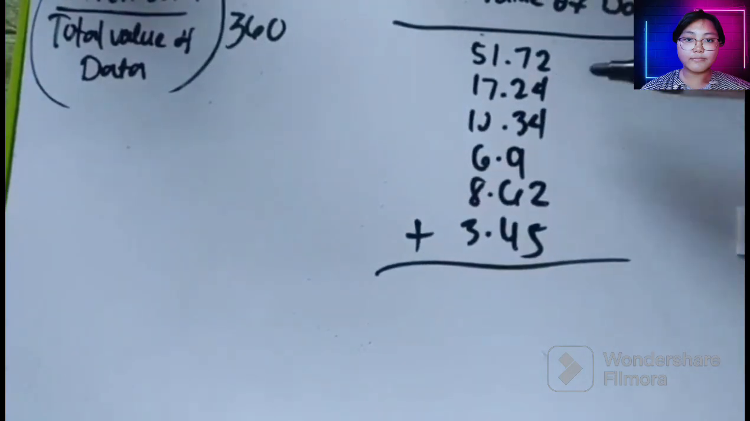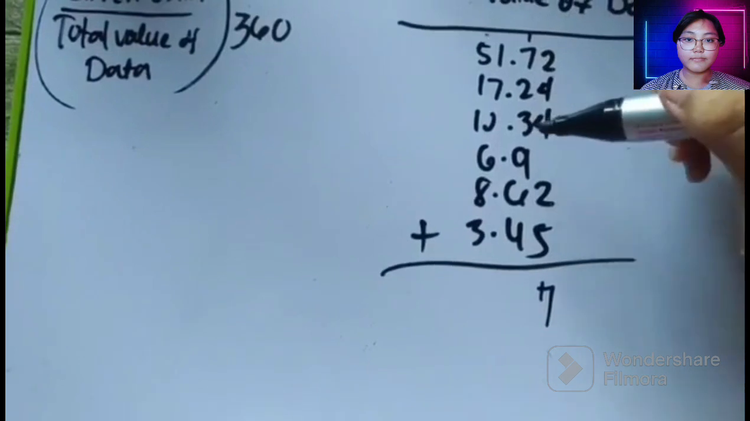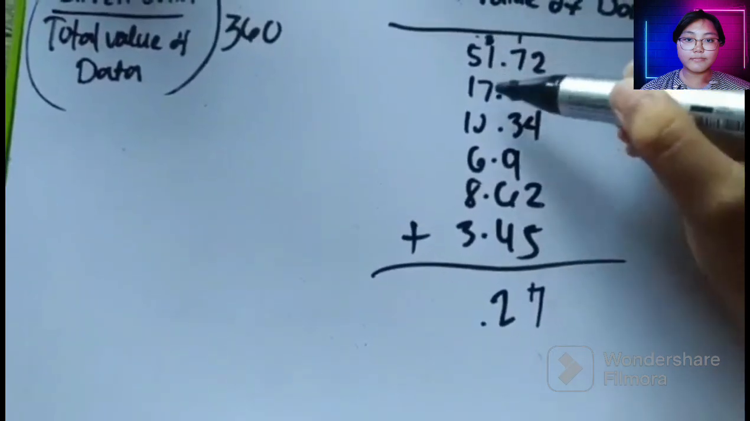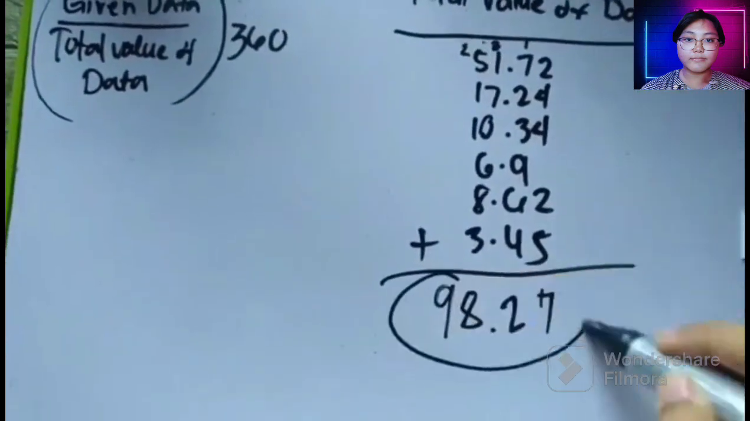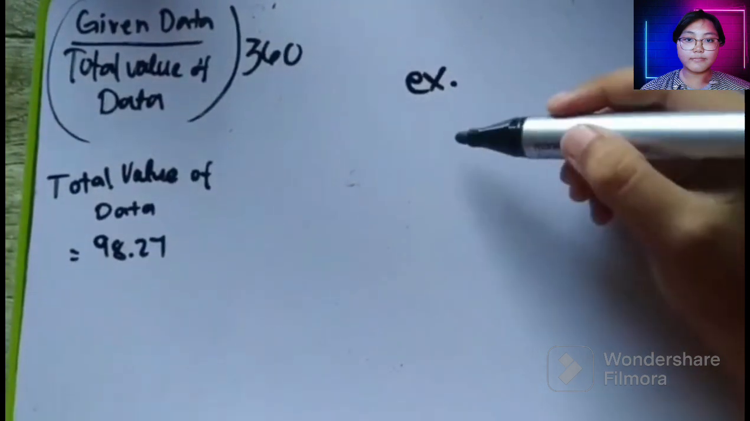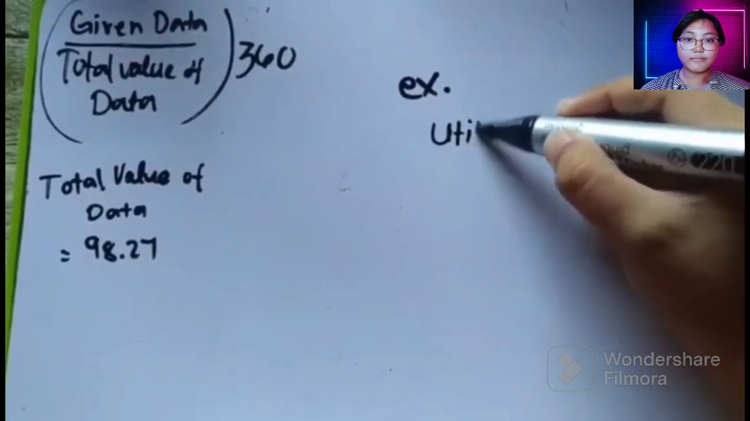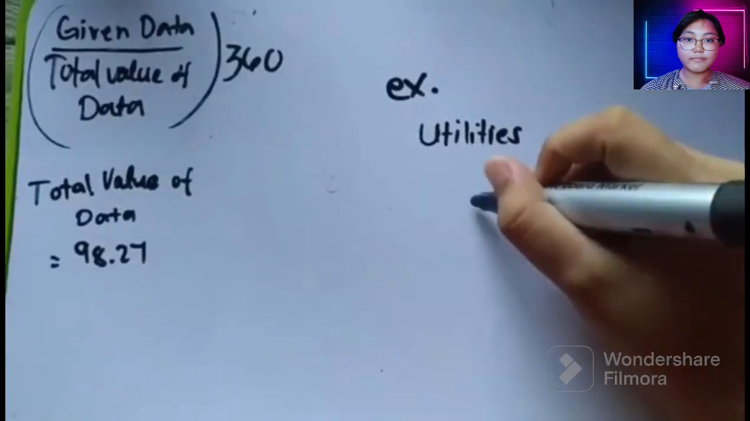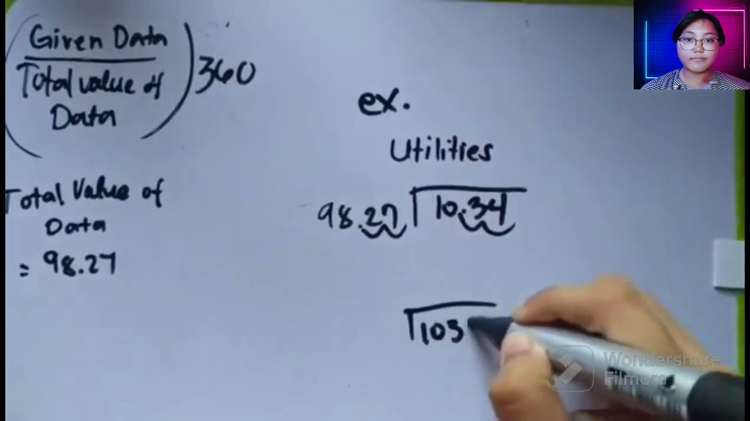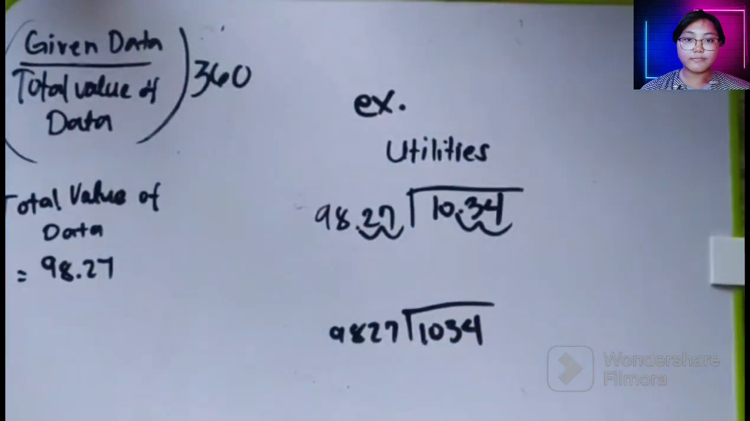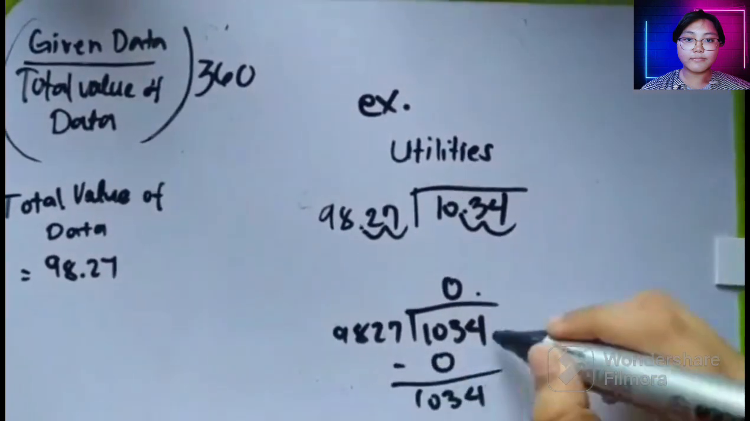For the given data, we've already found them, and those are the percentages of each expenses in the month. We can get the total value of data by adding all of those percentages. So I have put down all of those percentages, and now we can add them up. So the total value of data is 98.27. Now that we're done with that, we can now start in trying to find the angles of each of the expenses. So for example, we can find the angle of the utilities. So the given data of the utilities is 10.34 divided by the total value of data, which is 98.27.